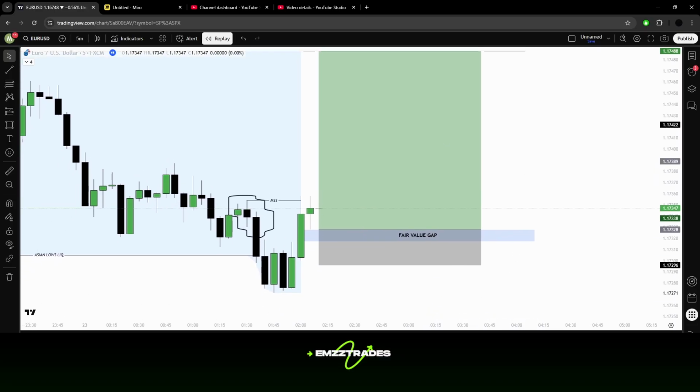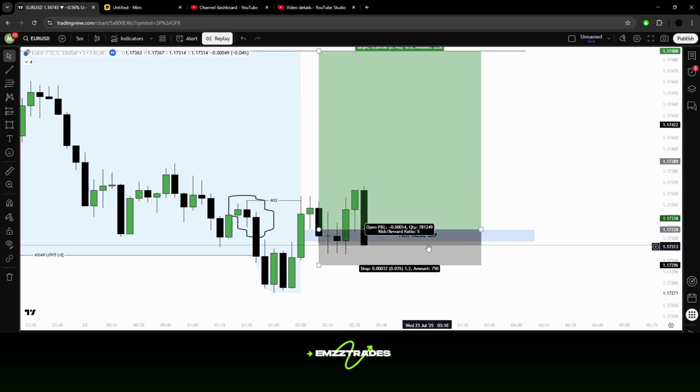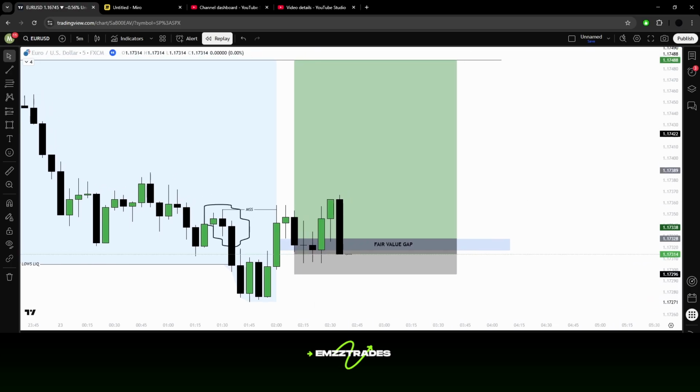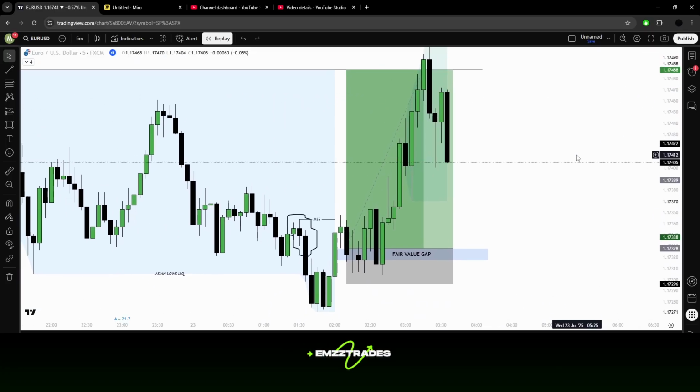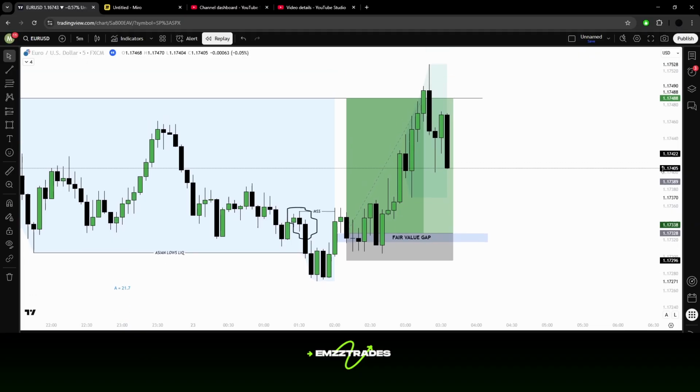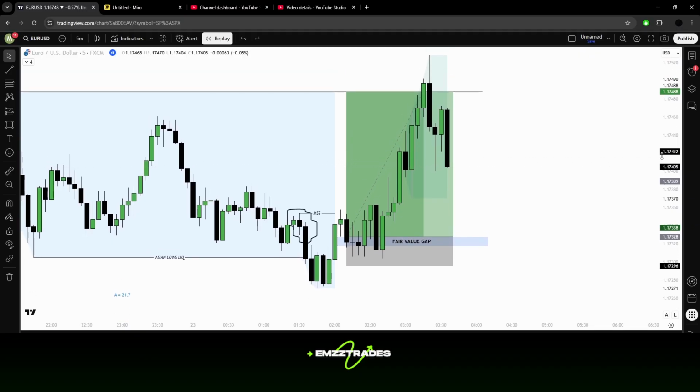And now if I play price forward, you can see how it's entered right there, and it's stayed within the actual fair value gap area. And if I keep playing price forward, you can see now it's going towards the upside, and it's gone up to completely smash take profit. And this is exactly what you want to see in your own trading once you start using the strategy.